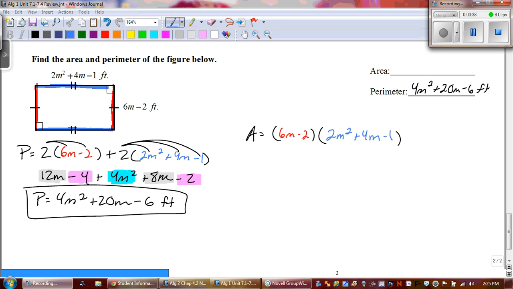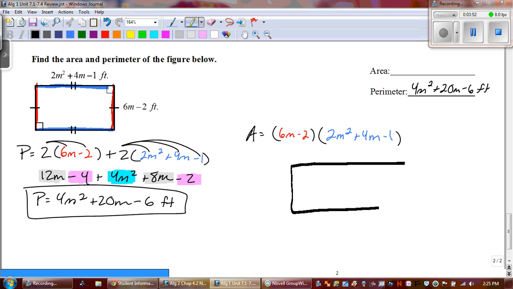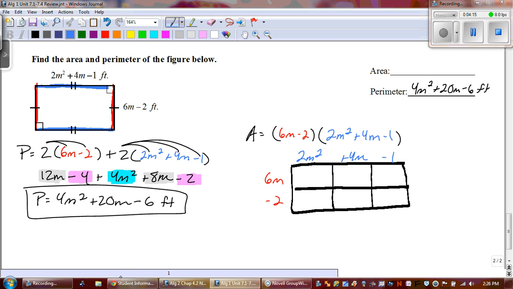Okay, so the 6m minus 2 times the 2m squared plus 4m minus 1. And you can do whichever method you like better, if you want to do distribution or the box method. Whenever we're doing a binomial times a trinomial, or anything to do with a trinomial, I like to stay organized. So that's why I'm going to do the box method. So we have 6m minus 2, and then we have 2m squared plus 4m minus 1. All right, and then let's just start multiplying.